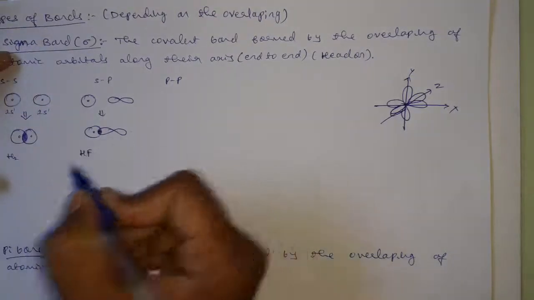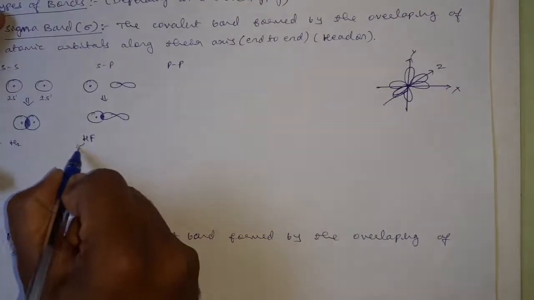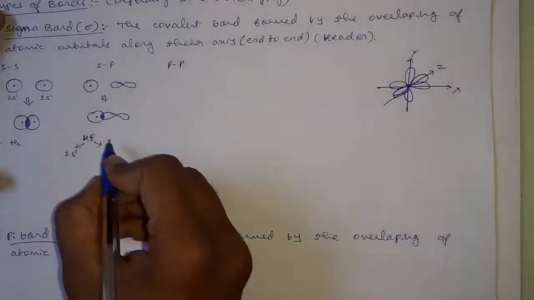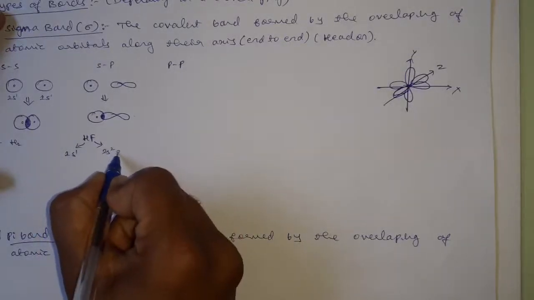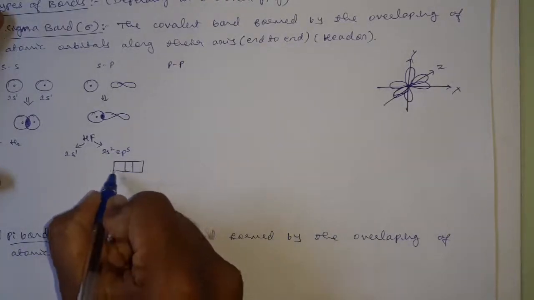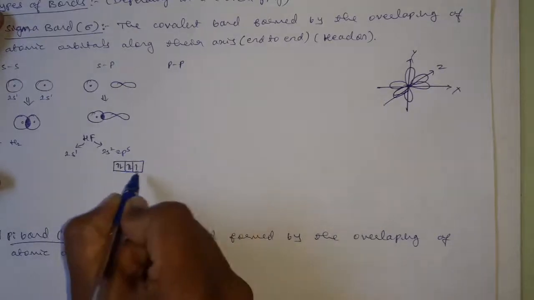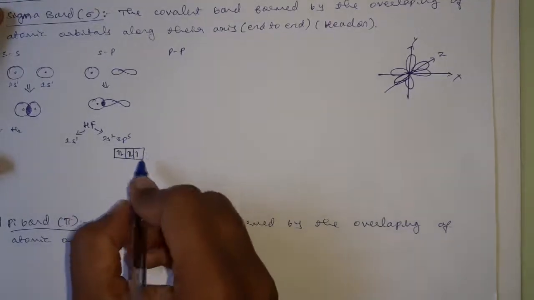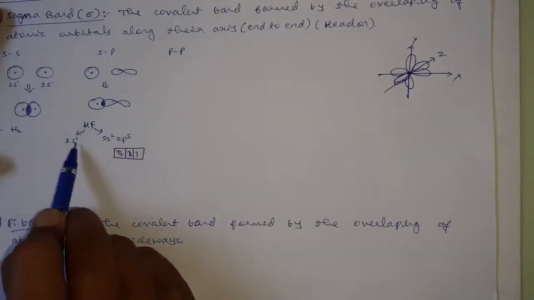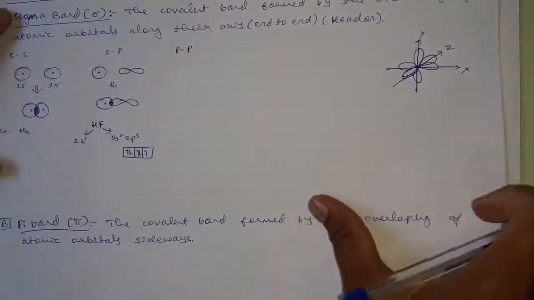hydrogen fluoride. In hydrogen the electronic configuration is 1s1, and in fluorine the valence shell electronic configuration is 2s2 2p5, and on writing the p, one unpaired orbital is there which can undergo overlapping with the half filled s orbital of hydrogen, which results in the formation of an sp sigma bond.